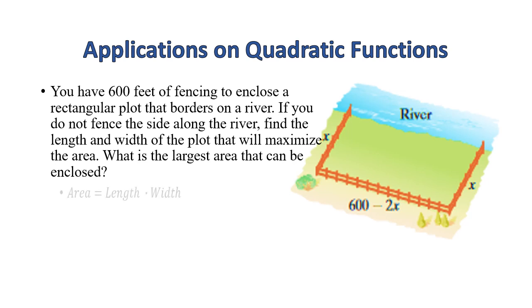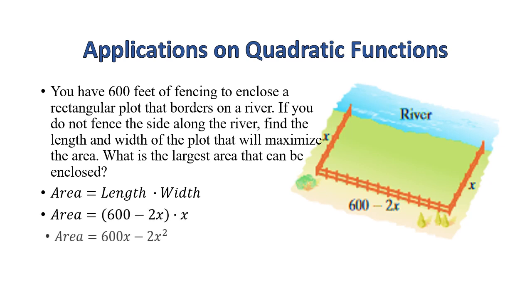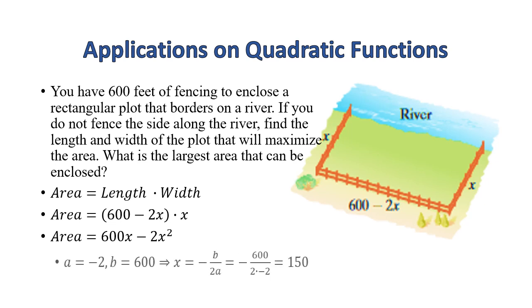So what's the area of a rectangle? It's length times width. Here the length is 600 minus 2x and the width is x. So we substitute that and distribute the x. Notice the area is a quadratic function where a is negative and the maximum occurs at the vertex. Therefore, a is -2, b is 600, so the x of the vertex is 150. So it's concave downward, so the maximum occurs at the vertex.